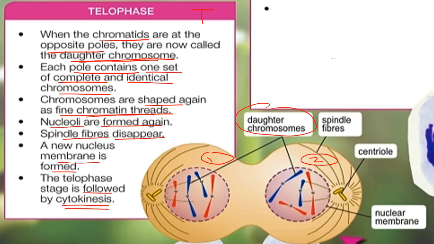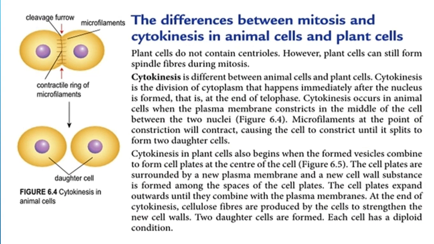Di sini, the nuclear membrane dia muncul semula. Form again. And apa yang muncul tadi? Spindle fiber. So, dia akan disappear. Okay. And then the nucleolus also dia form again here. So itu yang kamu kena ingat dalam telophase. So after telophase dia akan followed by cytokinesis. Okay, cytokinesis. So cytokinesis, there are difference between cytokinesis in animal cells and also cytokinesis in plant cells.